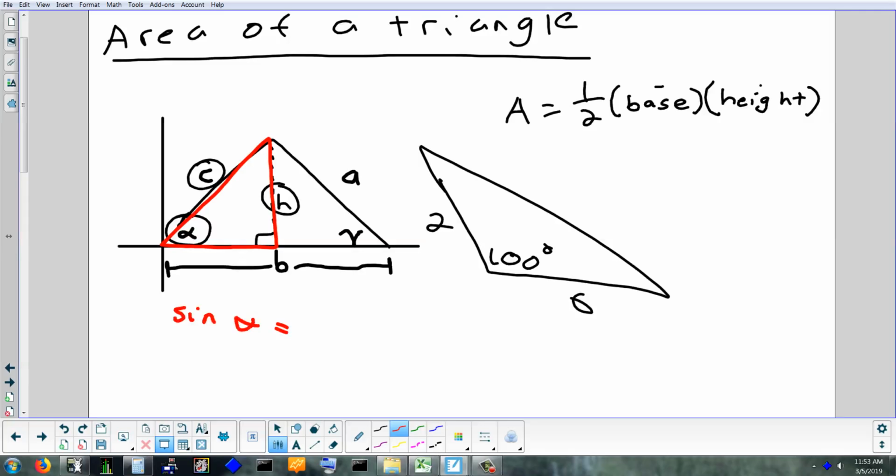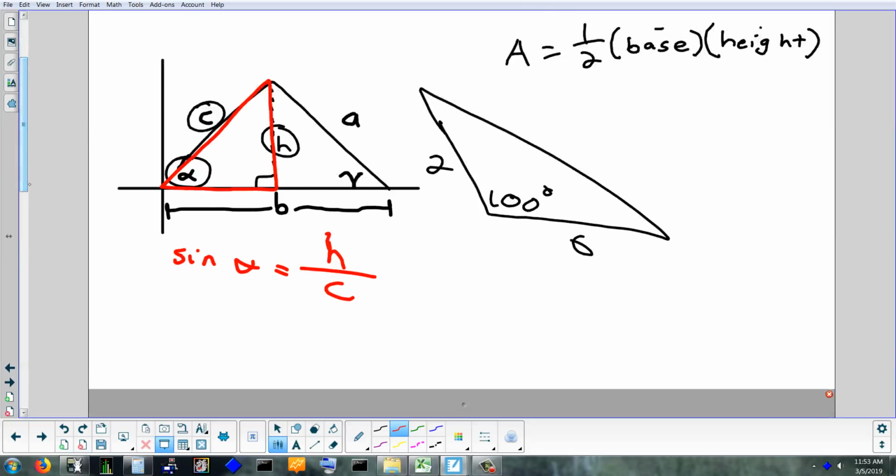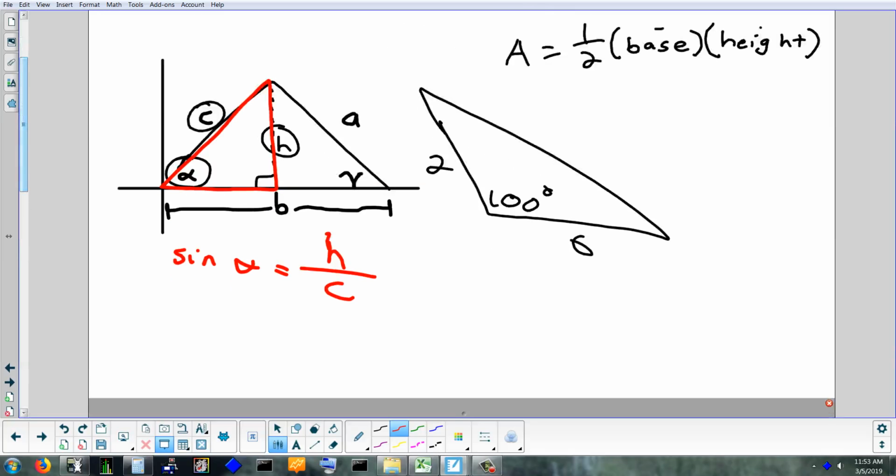So the sine of your angle, don't confuse h with hypotenuse. I used h for height. That's a bad idea, but oh well. So the sine of my angle equals h over c. Now to get h by itself, just multiply both sides by c. Times c, times c. And there you go. There's a formula for the height.